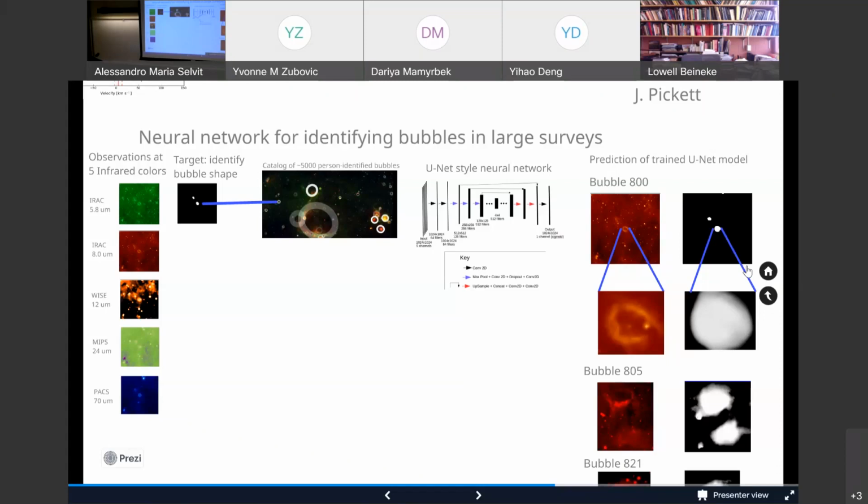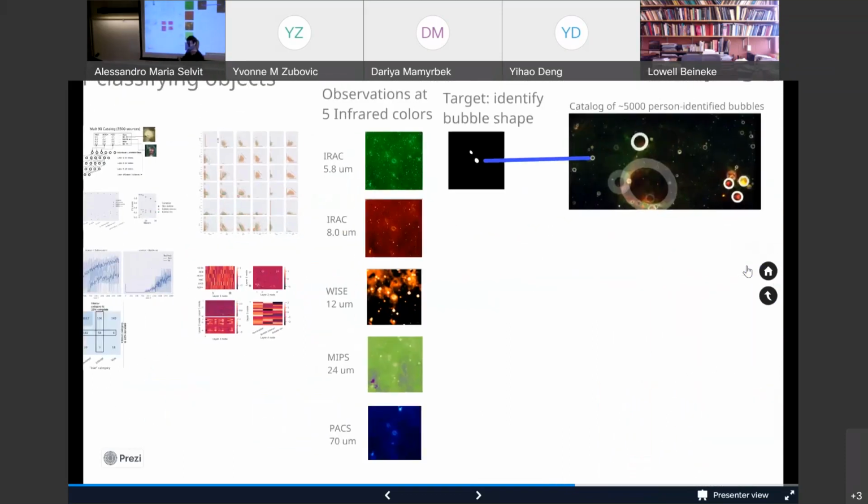There are several reasons why you would want to do this aside from just being more reproducible. The images that are presented to people tend to be single color, that is just 8 micron, where bubbles are most obvious, or maybe 3 different colors, because you can create RGB images relatively easily. But a neural network, you can input as many different colors as the physics allows and finds interesting. So since that catalog was constructed, the surveys have been constructed out of more than just the 8 micron wavelength at which bubbles were discovered.